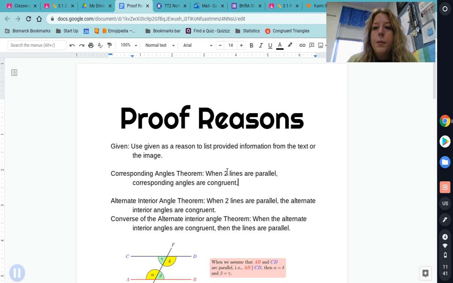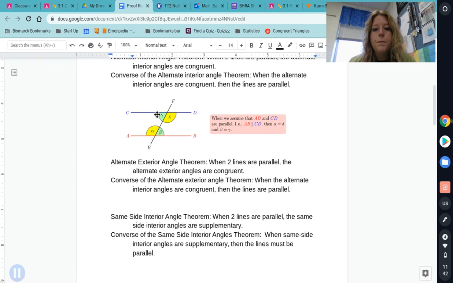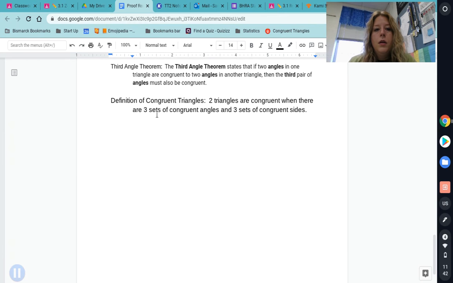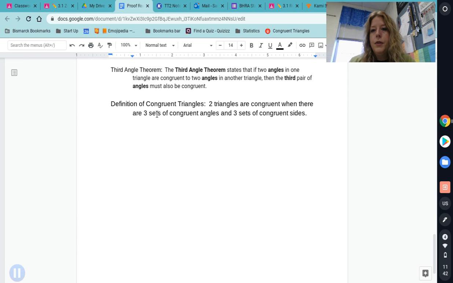Anyway, I want you to start by opening your proof reasons document that was attached to your notebook cover, or you can just go into your Google Drive and search for proof reasons. I want you to type these last two, the third angle theorem and the definition of congruent triangles. Go ahead and pause and do that now.